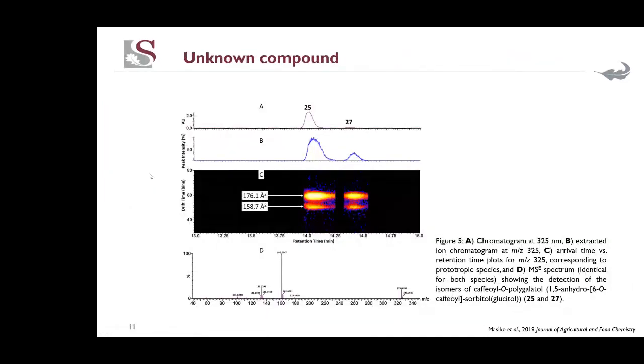Then within the 37 plants that were studied, we saw that there was a compound that was quite prominent in all the 37 species as well as cultivars that were studied. We couldn't find or identify this compound in literature, so we called it an unknown compound, but this is how we have it. It has its UV-vis chromatogram or its absorbance, and then its extracted ion chromatogram at mass to charge 325. We have its ion mobility profile as well as its MS spectra.